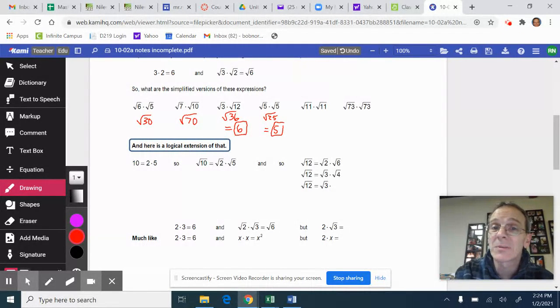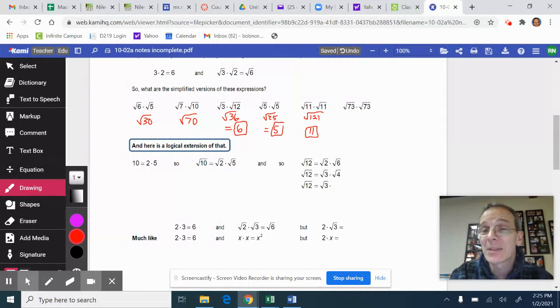Who knows their times tables? What's 11 times 11? 121. Good for somebody out there who still remembers. Now, what is the square root of 121? Does anybody know that? Well, come on, it's got to be 11, right? Because how did we get that 121? By multiplying 11 by itself, right?